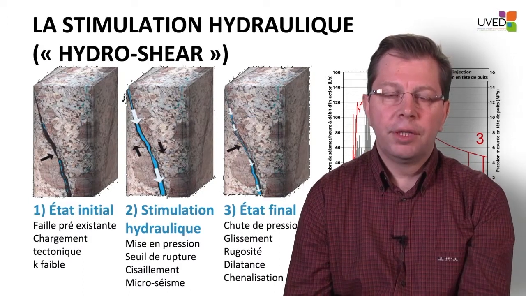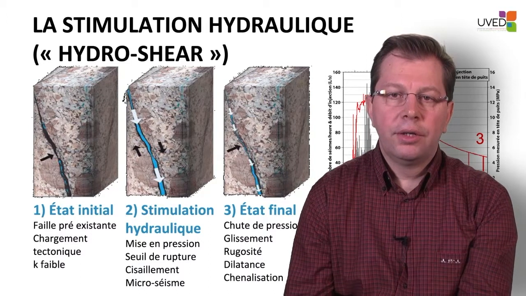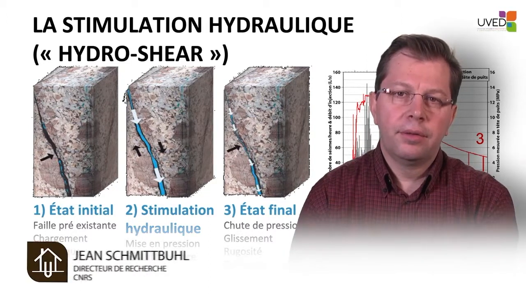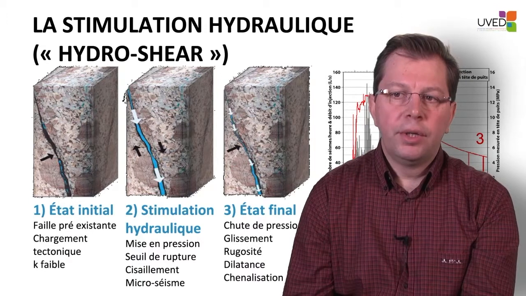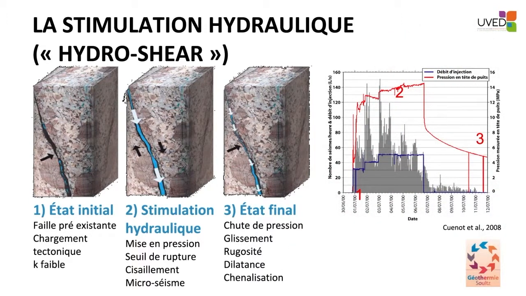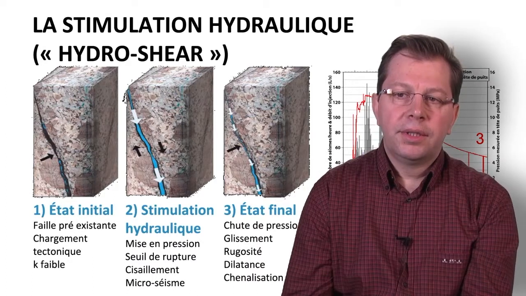The second stage consists in applying pressure until we find that the pressure drops because there is shearing taking place, causing a micro seismic activity. And finally, the final state is the effort is renewed, except that because of the shearing, the fracture will open up because of the shearing and because of the local topography in order to go over the asperities. And the fracture will remain more open after processing and stimulation than before. This is why some people refer to this hydraulic stimulation as hydro shear. This is what takes place underground.